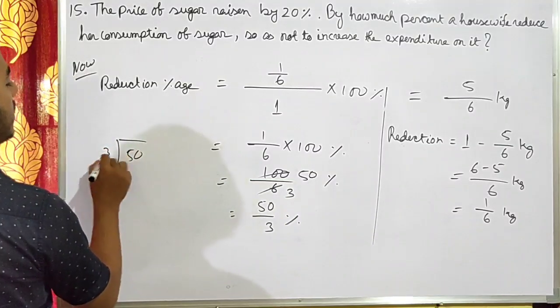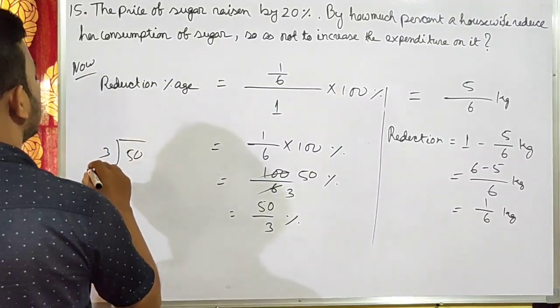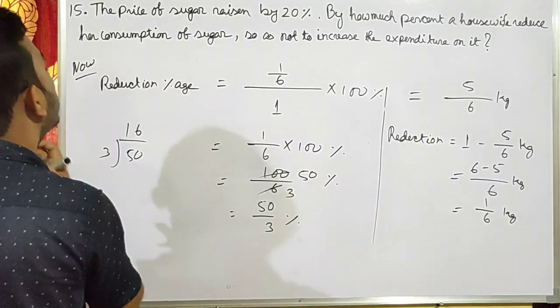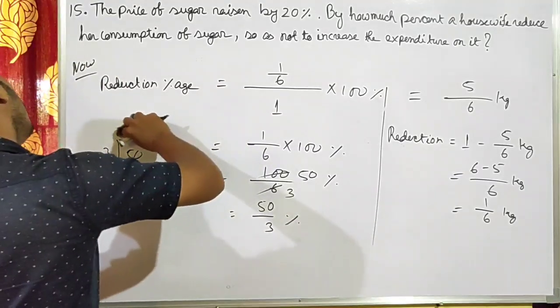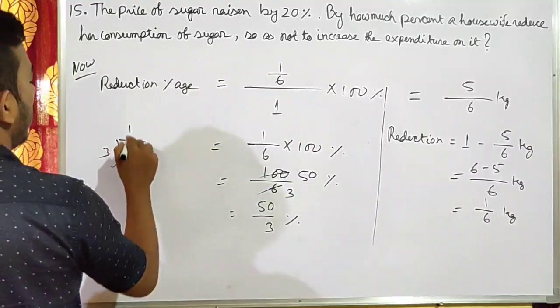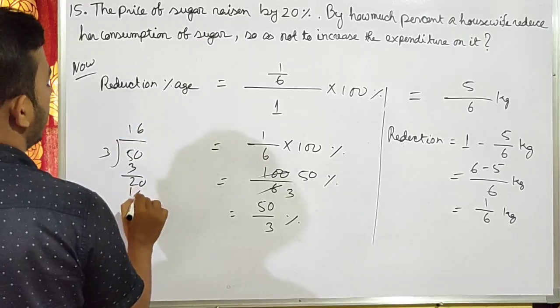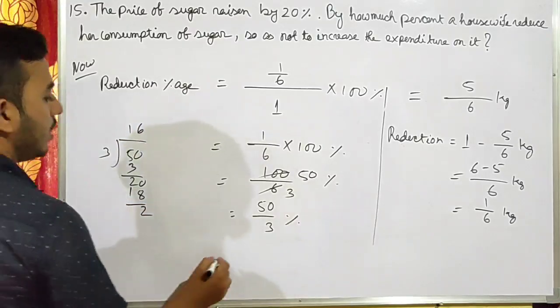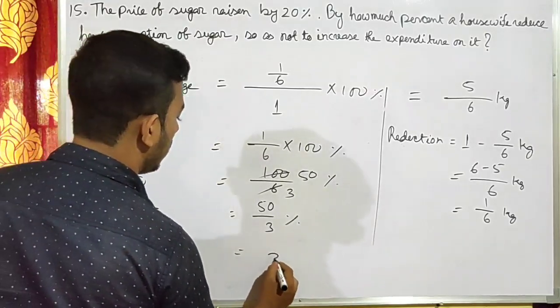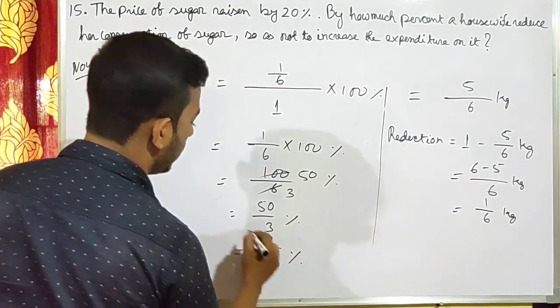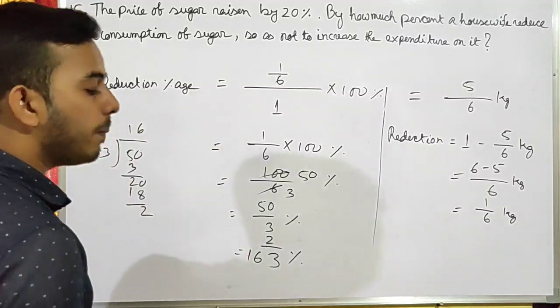So 50 divided by 3 is how much? 3 into 16. Look, 3 into 1 is 3, then 2, 0. 3 into 6 is 18, then remainder 2. So it will be 16 plus 2 by 3%, that is 16 2 by 3%.